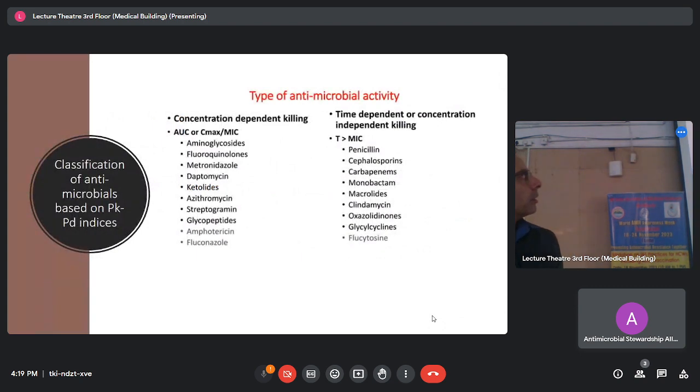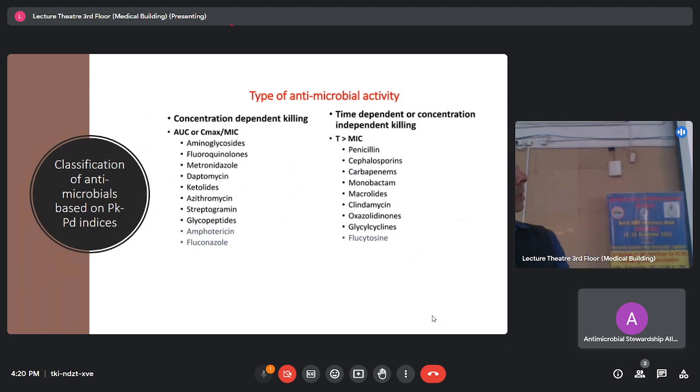So, what are the antibiotics which have got concentration dependent killing and time dependent killing? These things you should know, and on the basis of which you can design your regime. Concentration dependent killing is seen with aminoglycosides, quinolones, metronidazole. Remember these three, because these three are most commonly used antibiotics in our situation. Aminoglycosides, fluoroquinolones, metronidazole, azithromycin, and glycopeptides. So these are the drugs which have got concentration dependent killing, where peak is more relevant.